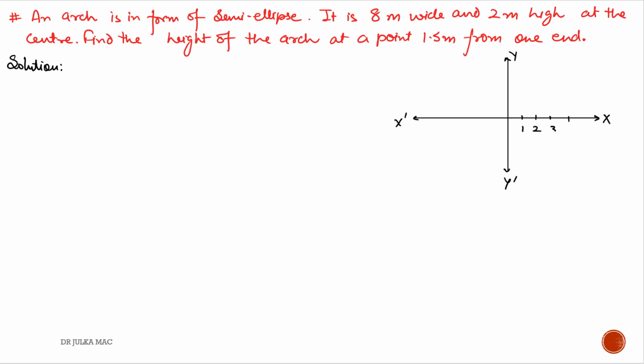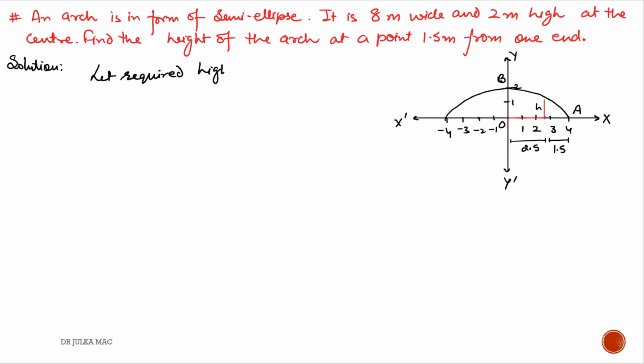We have a semi-ellipse, width is 8. So 4 on the left hand side of origin and 4 on the right hand side of origin. And the height from the middle is 2. From one end, distance is 1.5. So the distance from origin is 2.5. And let the required height at 2.5 from the origin be h.